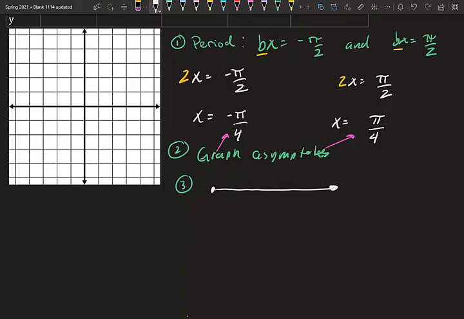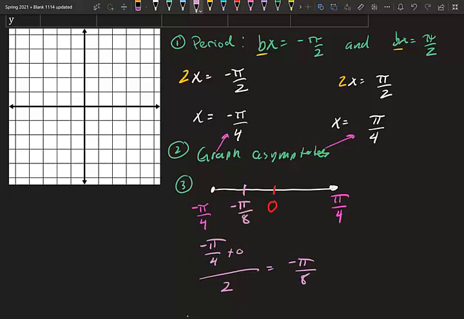And what do we put on that number line? The asymptotes we found. So the asymptotes we found are negative pi over 4 and pi over 4. Because those are opposites of each other, smack dab in the middle is 0. And then we need to find our first quarter point. So our first quarter point is negative pi over 4 plus 0 divided by 2, which is negative pi over 8. That means on the opposite side, this is pi over 8.